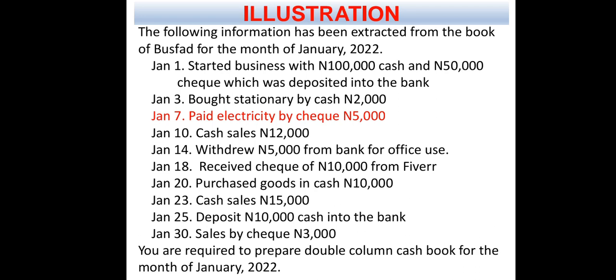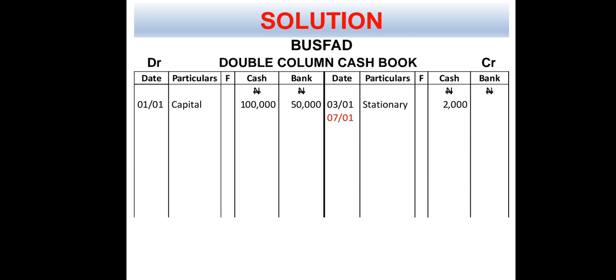January 7, paid electricity by check. This time around, it's a check. That means bank, money is going out. We are going to credit the cash book under the bank account. So January 7, 0701, electricity. So we have cash, we have bank. That means the entries will be under the bank account because the payment was made by check.